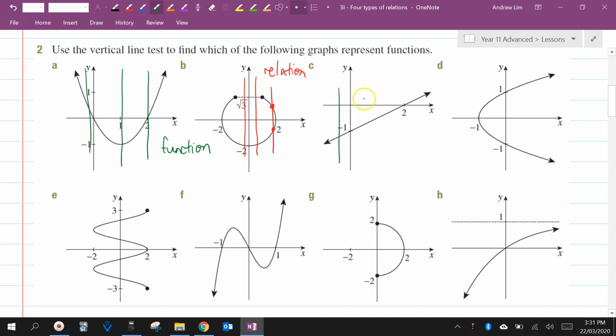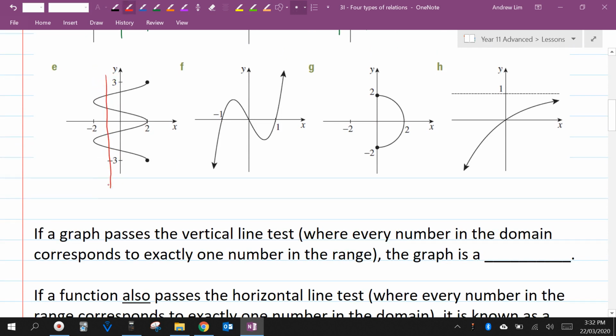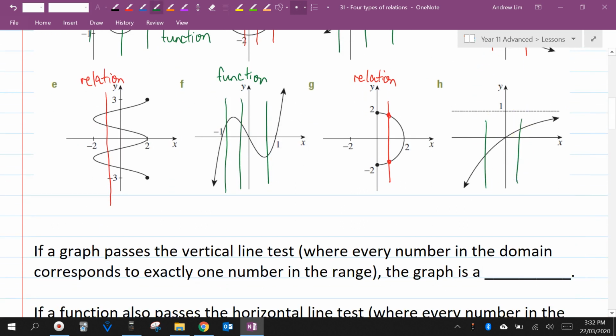In question C, we can see anywhere that we draw a vertical line will cut the graph once only. So this is a function. In question D, we can see that here, it cuts the graph twice, here as well. So it fails the vertical line test, so this is just a normal relation. Question E, a vertical line cuts it more than once, so this is just a relation. Question F, anywhere we draw a vertical line, it will only cut the graph once, so this is a function. Question G, cuts it twice here, so it's a relation. And question H, anywhere we draw a vertical line, cuts it once only, so this is a function.